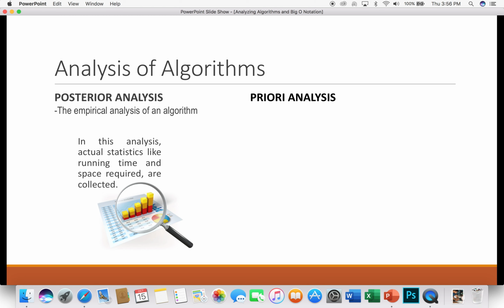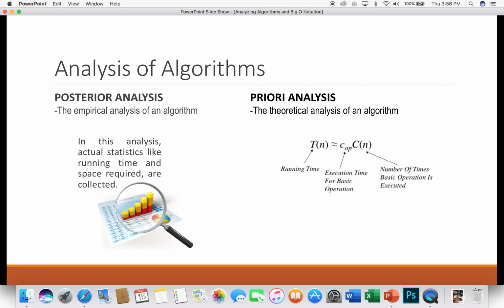Next is the priori analysis. Dito tayo magko-concentrate. Ito kasi yung theoretical analysis of an algorithm. I-analyze natin yung algorithm before the implementation, bago mo siya i-translate dun sa gusto mong programming language. For example, we have the following.